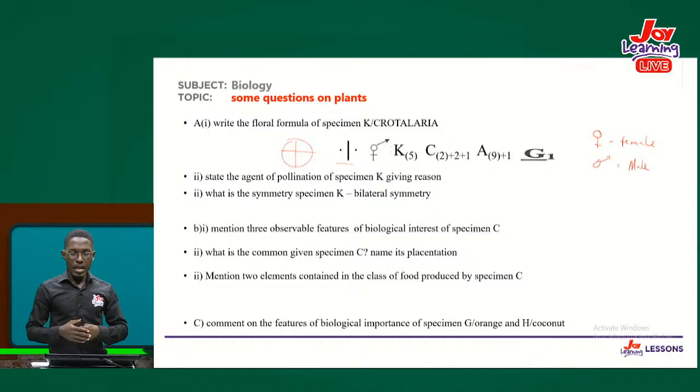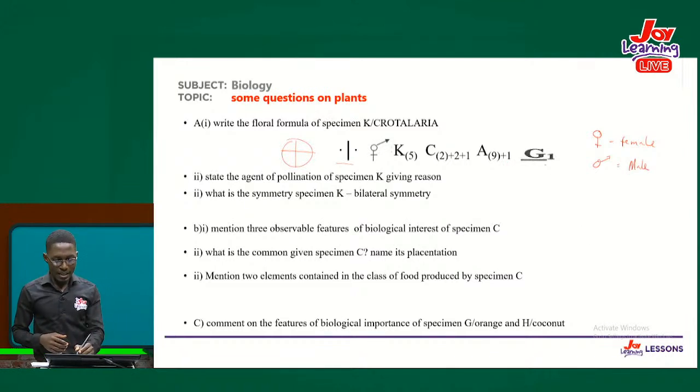Then you go to the androecium. Some will have it 5 plus 5, depending on how you look. Others will have the 9 plus 1. Others also 10. Just put it together. But this is androecium 9 or 10.